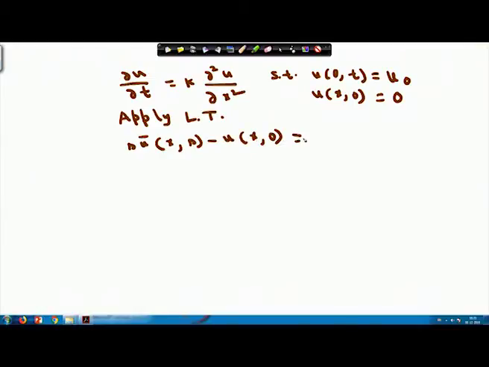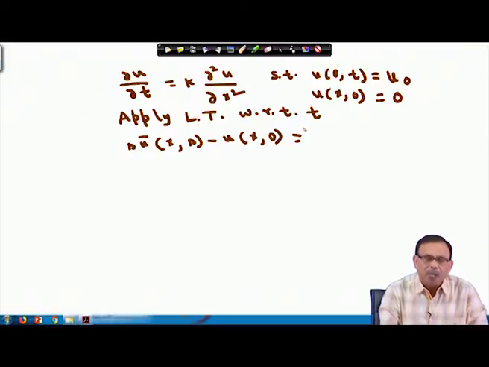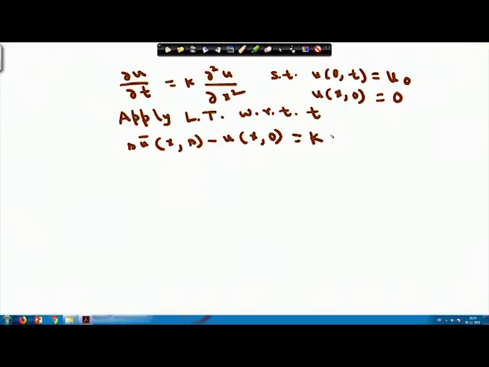On the right hand side, for del 2 u by del x square, I am applying the Laplace transform with respect to t, like the earlier problem. So, del u by del t becomes s into u bar(x, s) minus u(x, 0), which equals k into d2 u bar by dx square. Here u bar is a function of x and s, where u bar(x, s) is the Laplace transform of the function u(x, t). Putting u(x, 0) equals 0, this value will be 0.